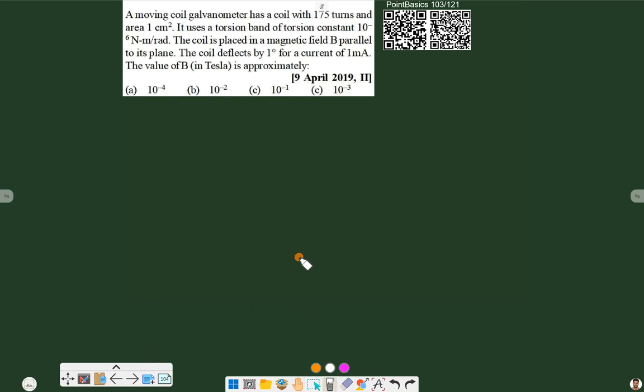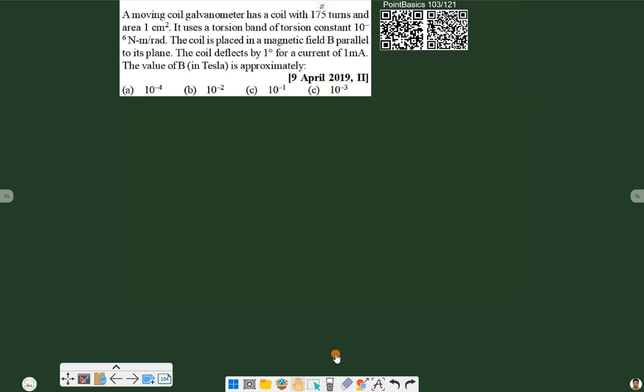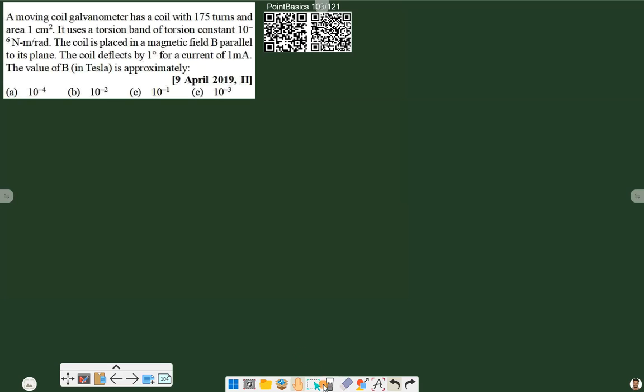So as per the statement, a moving coil galvanometer has a coil with 175 turns and the area is mentioned to us. So let's write it down and start. N is 175, area is 1 into 10 raised to power minus 4 meter square. It uses a torsion band of torsion constant 10 raised to power minus 6 Newton meter per radian.